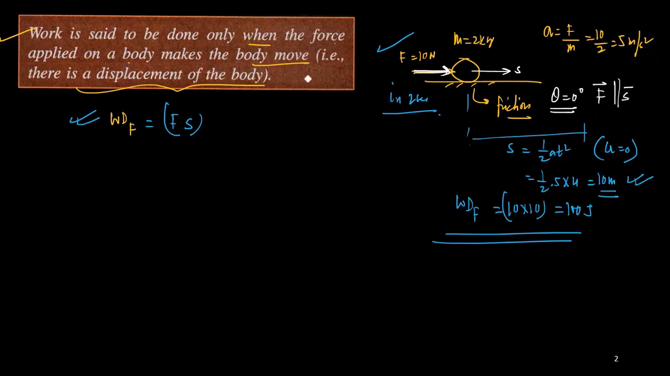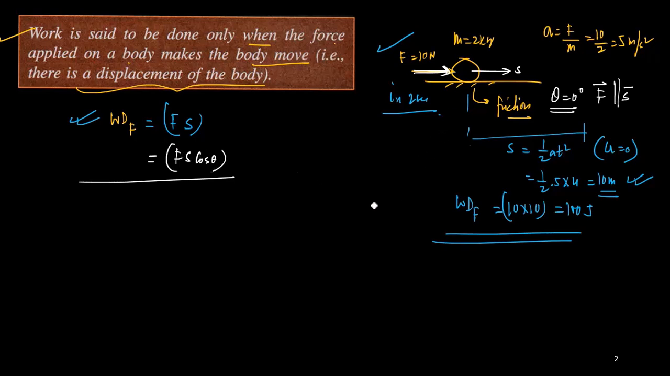But that may not be the same in all situations. So the ideal definition is F s cos theta. This is the proper definition of work done: the work done by a force equals F times S into cos theta. What is theta? Theta is the angle between the force and the displacement.